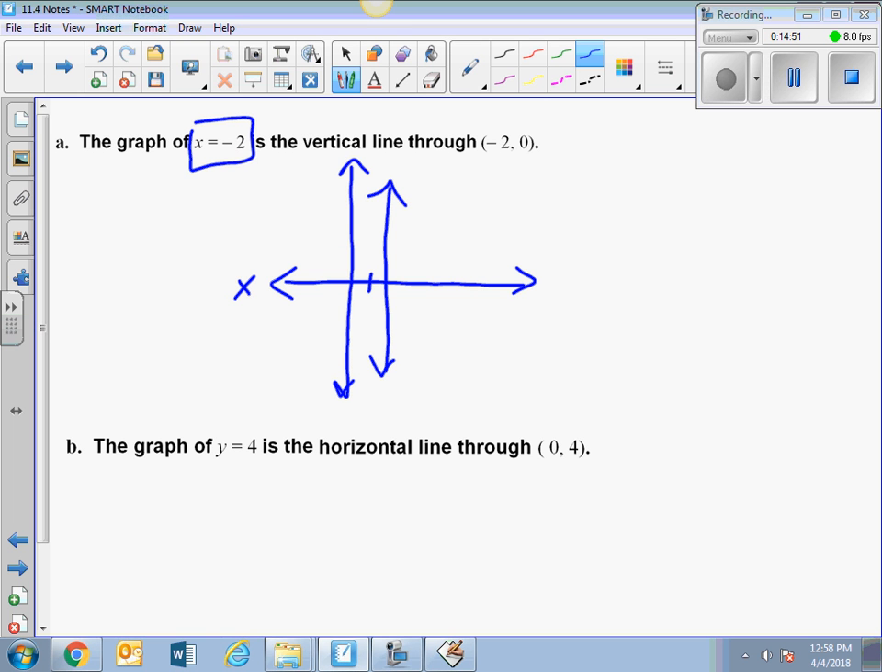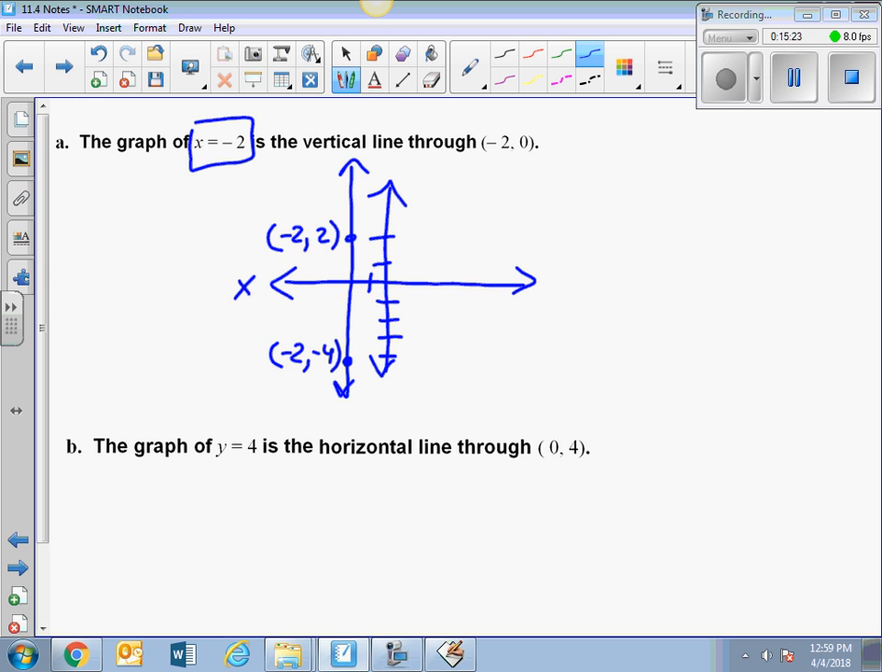Now any value I choose on this line is going to be negative 2 for the x, and then whatever you have for the y. Let's say this was 1, 2, 3, 4. So then it'd be negative 2, negative 4. What if I choose up here? Well, maybe that's negative 2 and 2. So any value on that line has to equal negative 2 for the x value. That's why it is a vertical line up and down.